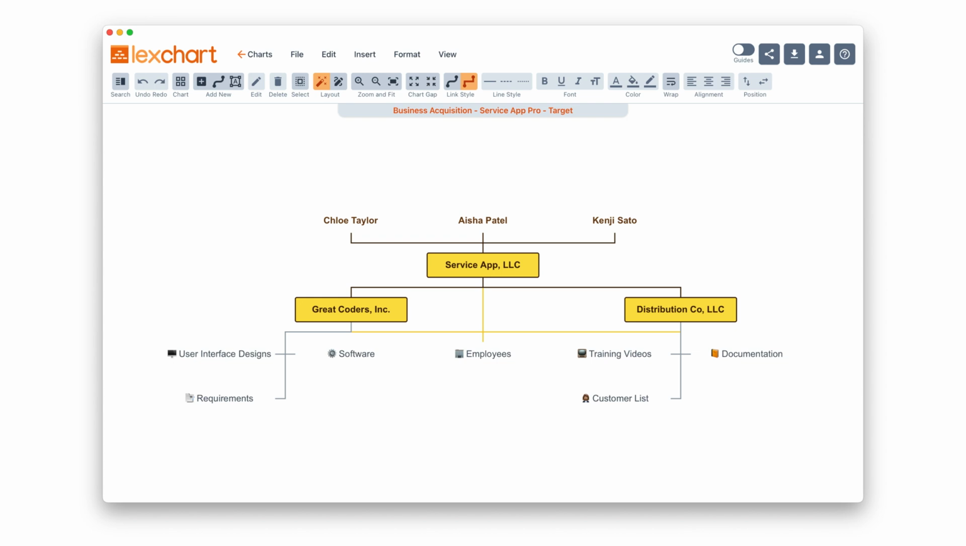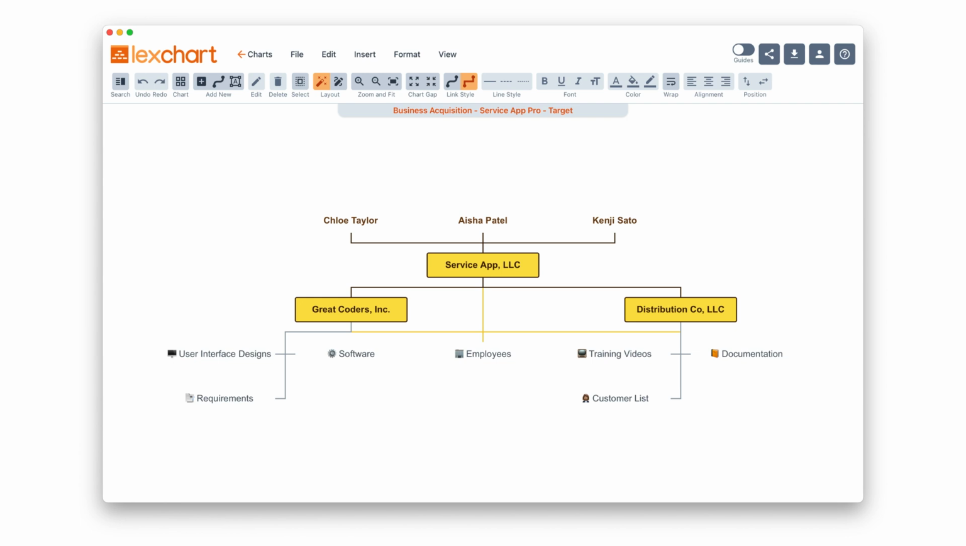Now imagine Service App LLC develops and sells an application that is widely used in the same vertical as Pro Advisors. Service App is a strategic target for Pro Advisors. Service App uses two subsidiaries to build and sell its web application. Great Coders is the entity that develops and owns the intellectual property. Distribution Co. markets and sells the application. All three entities have employees.